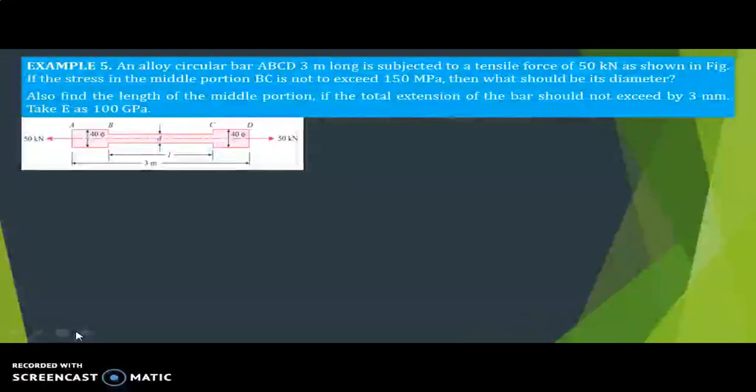Okay, next we will see the next example. An alloy circular bar ABCD, 3 meter long, is subjected to a tensile force of 50 kilonewton as shown in the figure. If the stress in the middle portion BC is not to exceed 150 MPa, then what should be its diameter? Also find the length of the middle portion if the total extension of the bar should not exceed 3 mm. Take E as 100 GPa. This is the given problem.